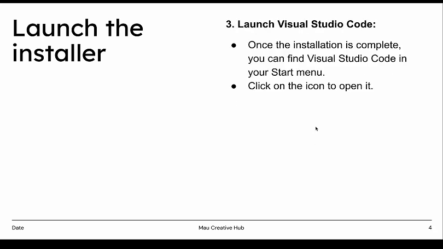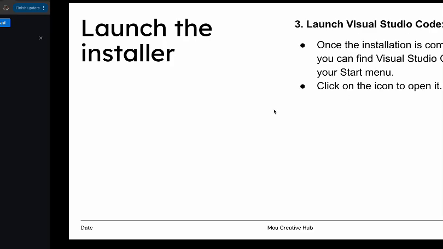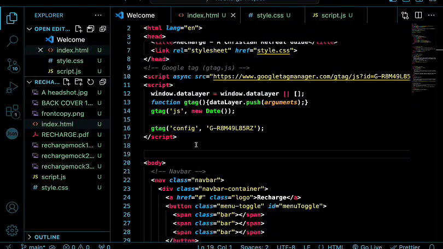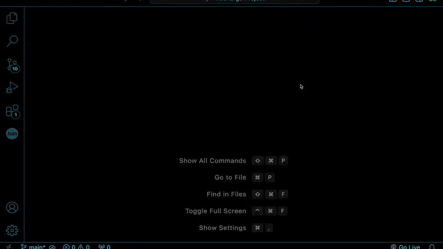Final step is launch the application. So once the installation is complete, you can find Visual Studio Code in your start menu or on your desktop. Click on the icon to open it. Double click. So you click 2 times to open an application. So if you double click to open the Visual Studio Code, for me here, this is my Visual Studio Code.